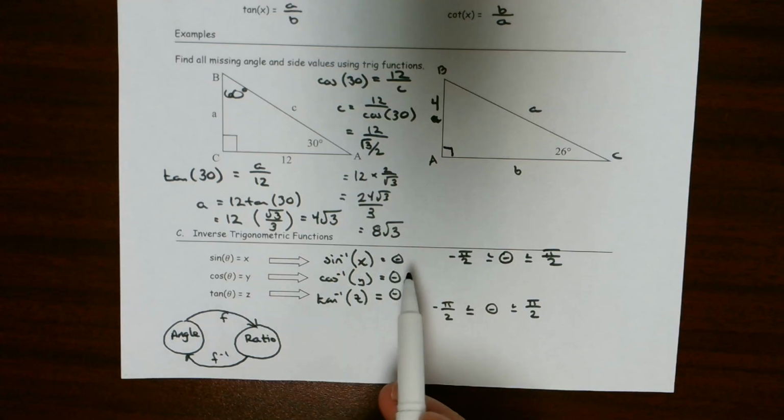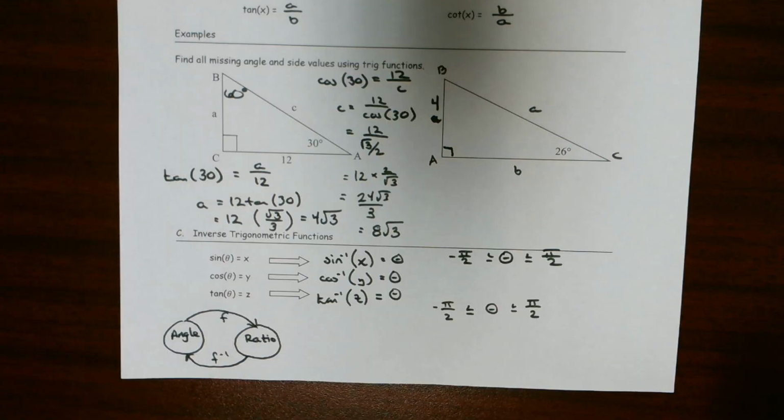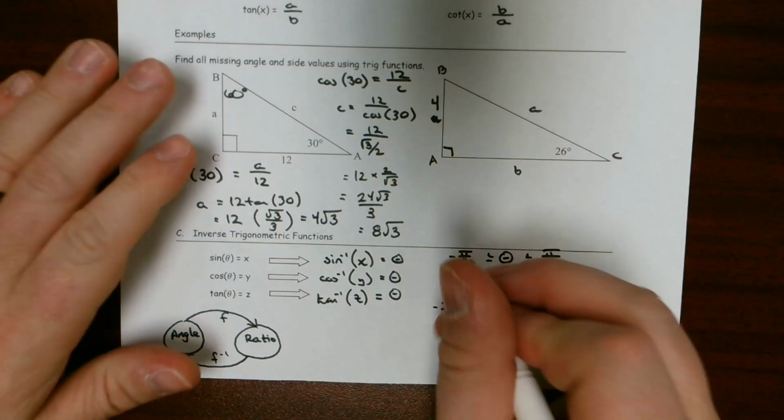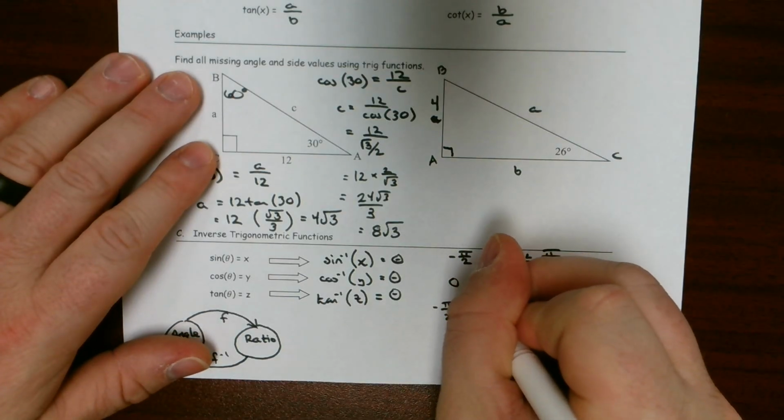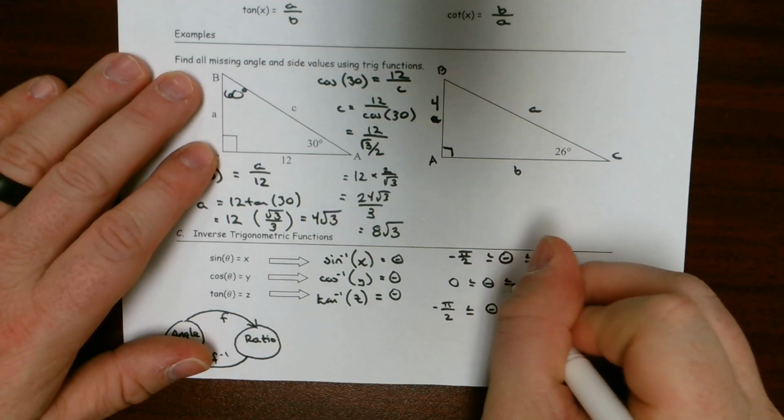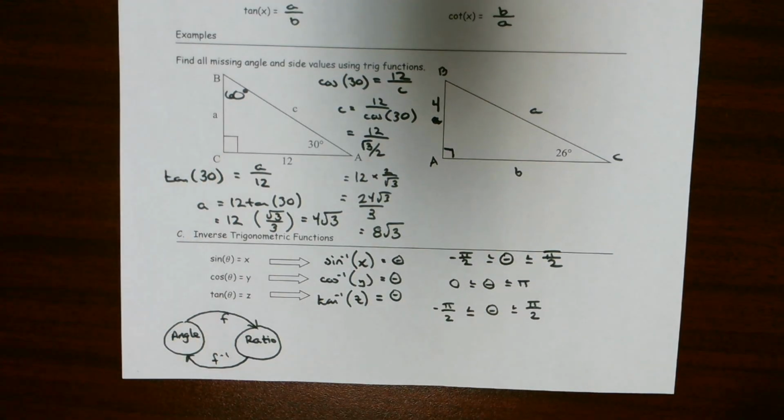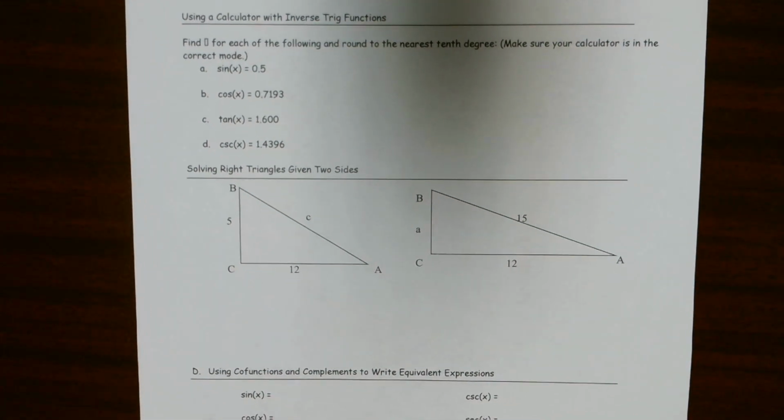Arc cosine is the one inverse trig function that can output an obtuse angle between 0 and pi, or between 0 and 180 degrees. So it's important to understand that arc cosine can output obtuse angles, whereas arc sine and arc tangent cannot. Okay, let's flip over and keep rocking here.